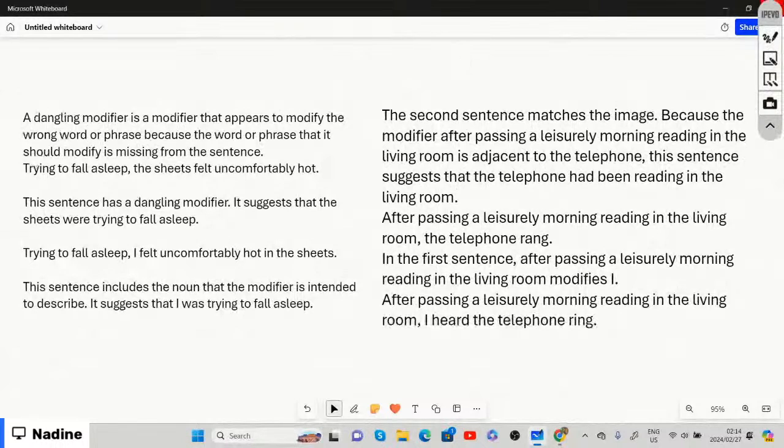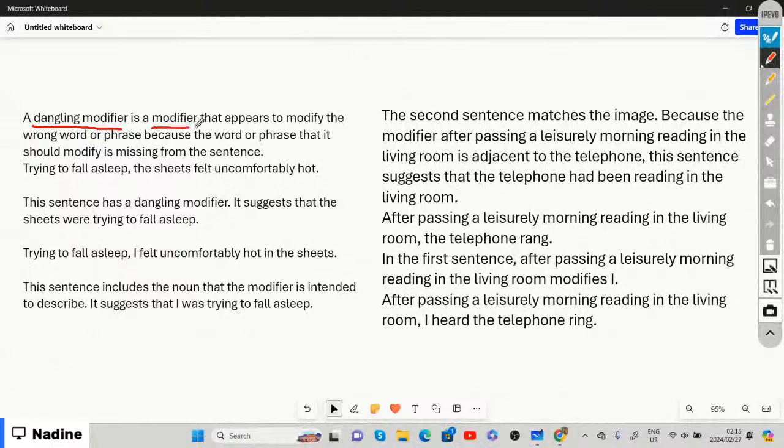Now we have a dangling modifier. A dangling modifier is a modifier that appears to modify either the wrong word or phrase because the word or phrase that it should modify is missing from the sentence. So the word or the phrase that should be modified or described is missing from the sentence.